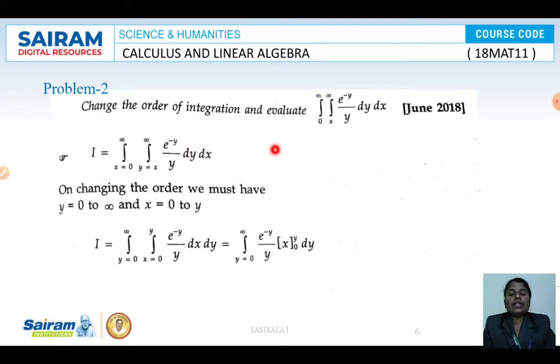Change the order of integration and evaluate the integral from 0 to infinity, x to infinity, e power minus y by y, into dy dx. First you can consider I for the given equation. On changing the order of integration, what is that? First thing, in the given limits, the inner limit is y and the outer limit is x. That means y varies from x to infinity, x varies from 0 to infinity. After changing, y varies from 0 to infinity and then x varies from 0 to y.